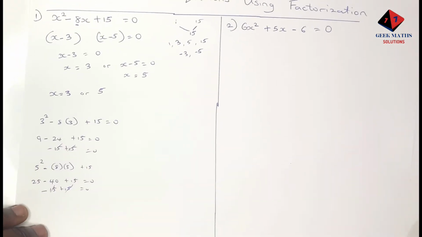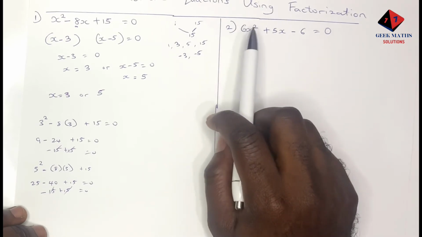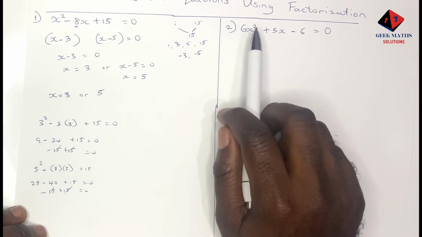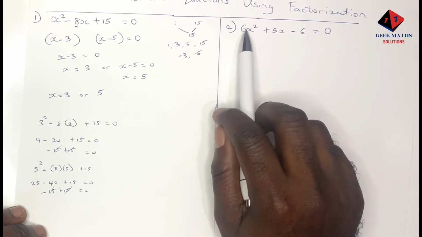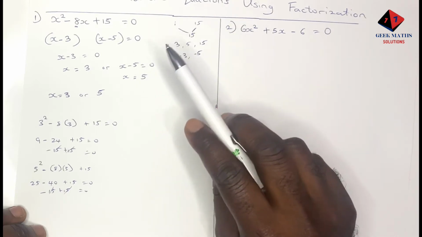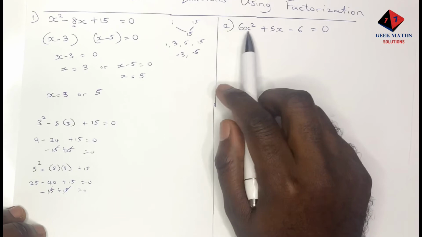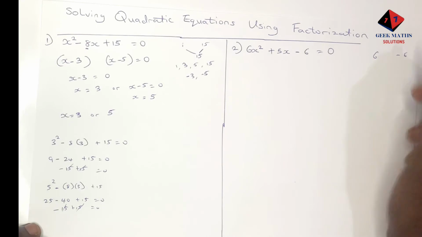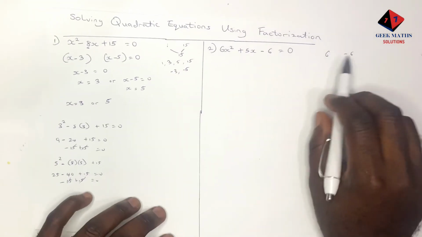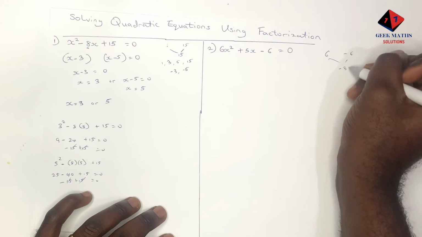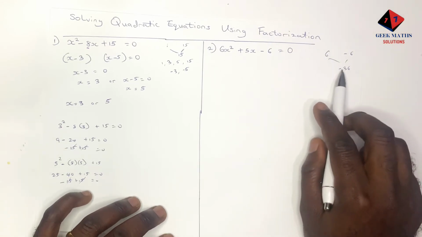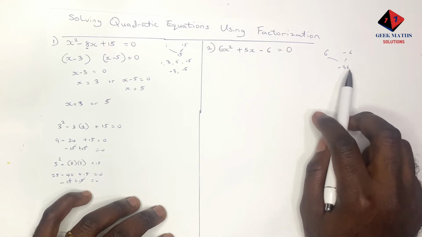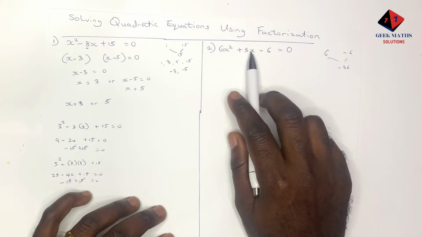So let's move on to the second example. This example is 6x squared plus 5x minus 6 is equal to 0. In this example, we can see that the coefficient of x squared is not 1, it's 6. So this equation is a little bit different from the previous example. In this case, we'll take the coefficient of x squared, 6, and the constant, minus 6. 6 times minus 6 is minus 36. Now we look for two numbers that when you multiply them together give you minus 36, and when you add them up give you 5, which is the coefficient of x.